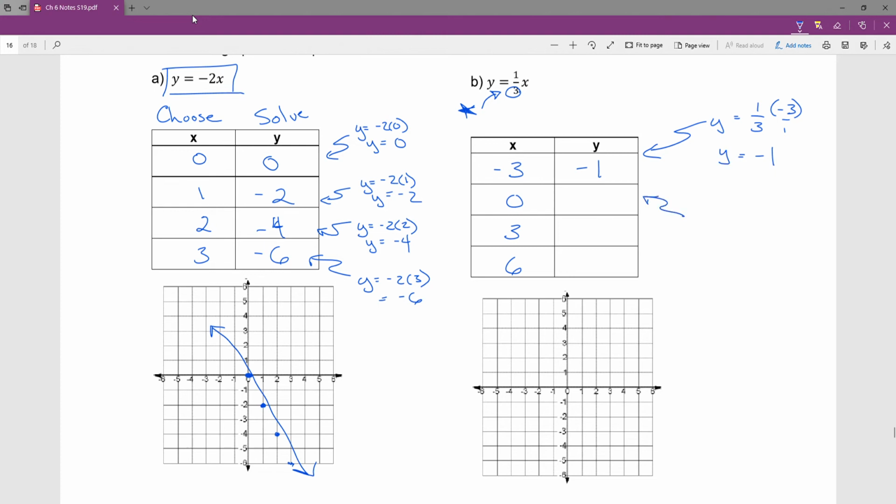Again, you can show your work as you go through. We'd have 1/3 times 0, which is just 0. And with 3 there, we'd have y equaling 1/3 times 3, so that gives me a +1. And then the 6, subbing that in, you might be able to do it without showing your work, but I'm going to. That would give us a 2 there. And so graphing these ones: -3 and -1, 0 and 0, 3 and 1, and 6 and 2.